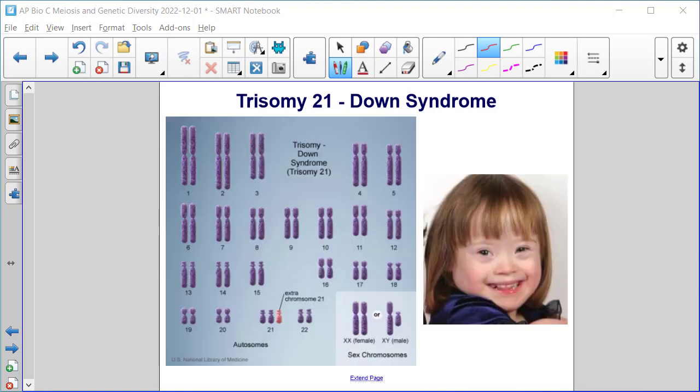You can see from this karyotype of an individual with trisomy 21 that for chromosome 21, there is an extra copy.